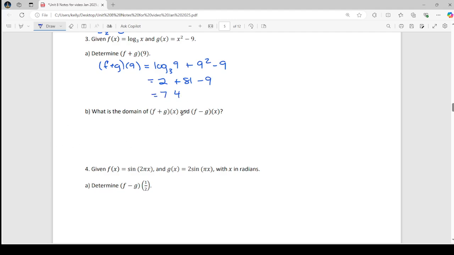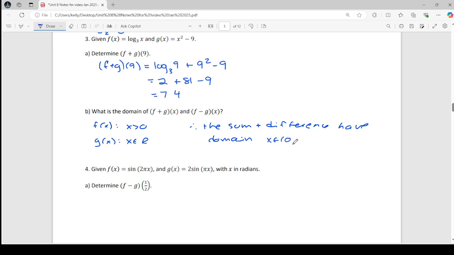What's the domain of the sum or difference of these functions? So f of x has a domain of everything greater than 0. g of x has a domain of all real numbers. So for both these functions, whether you're adding or subtracting them, they have a domain of where these domains intersect, which is everything greater than 0.